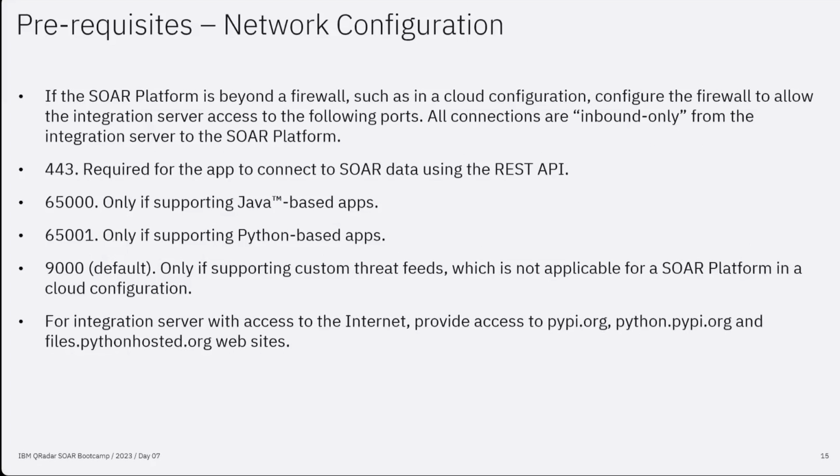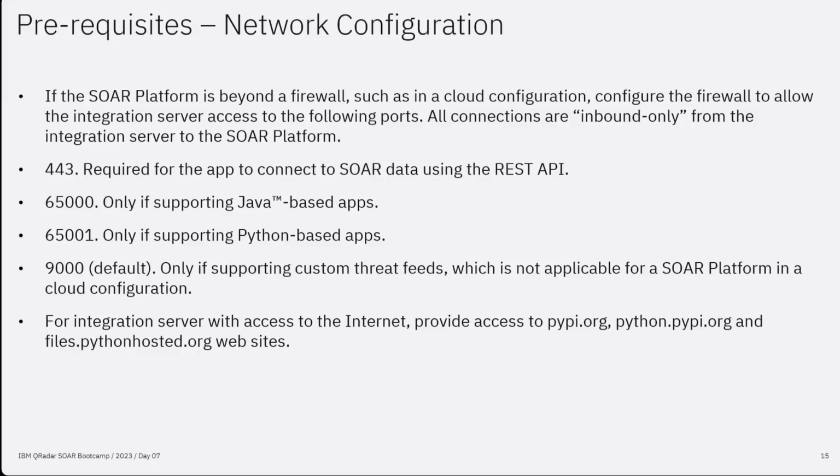Now, let's look at the ports. 443 will be required for the app to connect to the SOAR data using the REST API. 65000, you will need this only if you are deploying and using Java-based apps. 65001 is for Python-based apps. The integration server communicates on this port. All these four functions are Python-based.